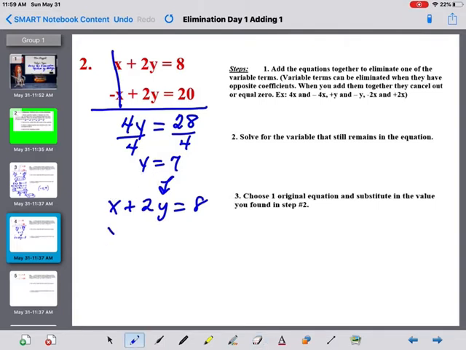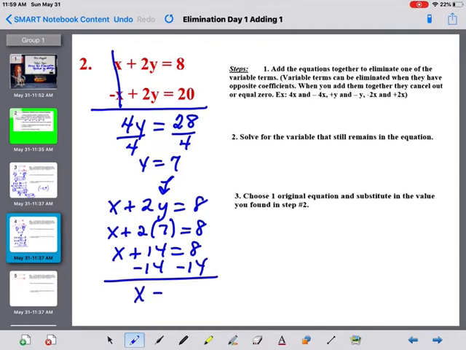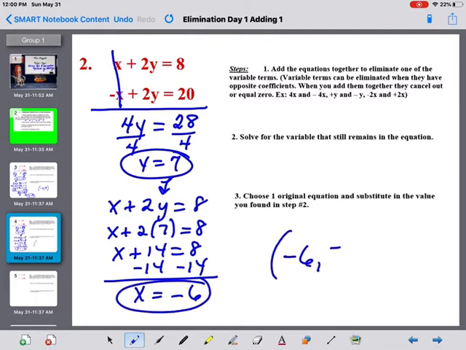Okay, so I have x plus 2 times 7 is equal to 8. X plus 14 equals 8. And to solve for x, we have to subtract 14 on both sides. So I wind up getting x equals negative 6. So I have y equals 7 and x equals negative 6. So my solution is negative 6, 7.